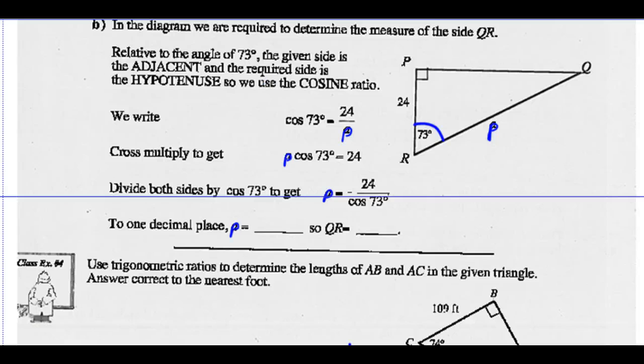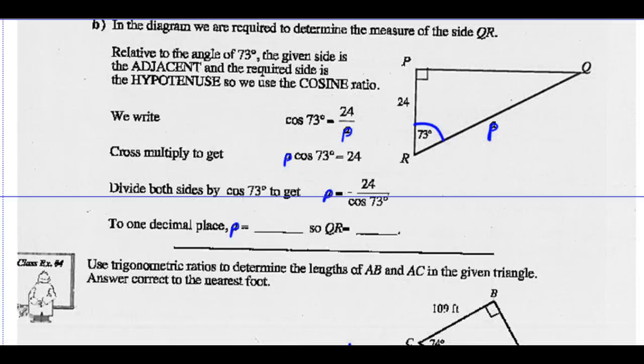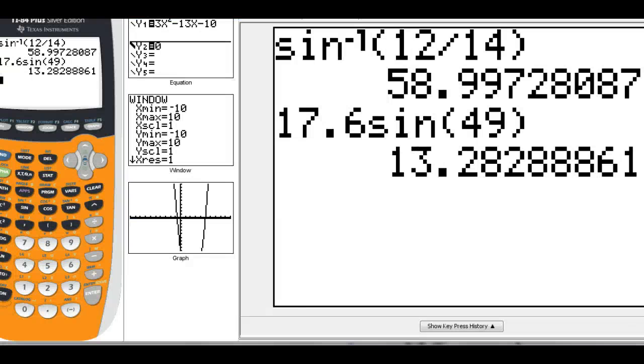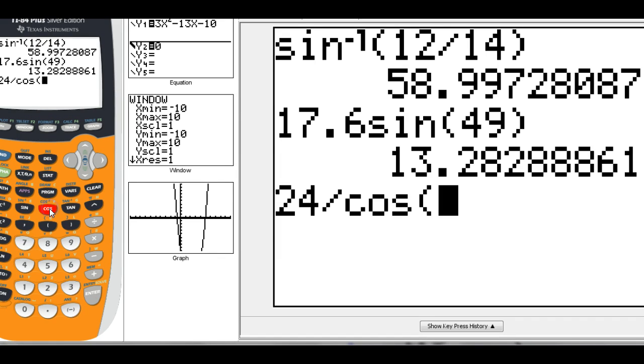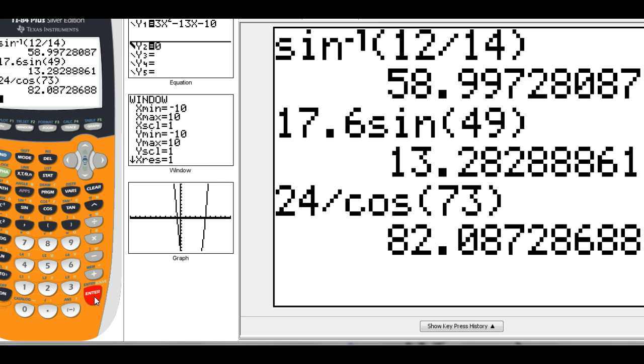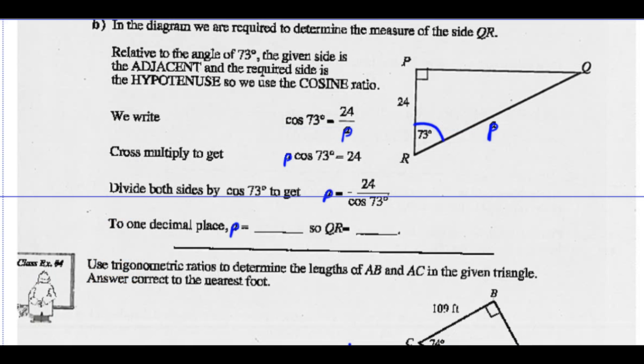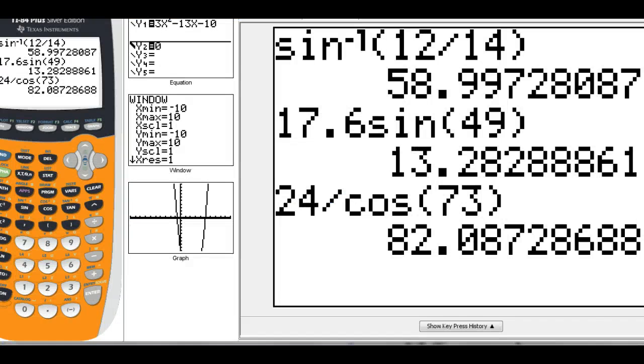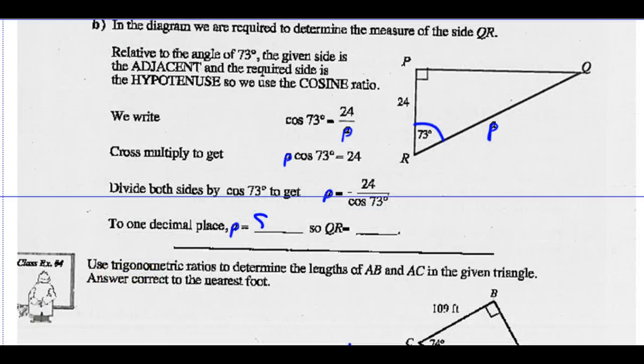So let's try that. 24 divided by the cosine of 73. And we get 82. So to 1 decimal place, 82.1. So side QR is 82.1.